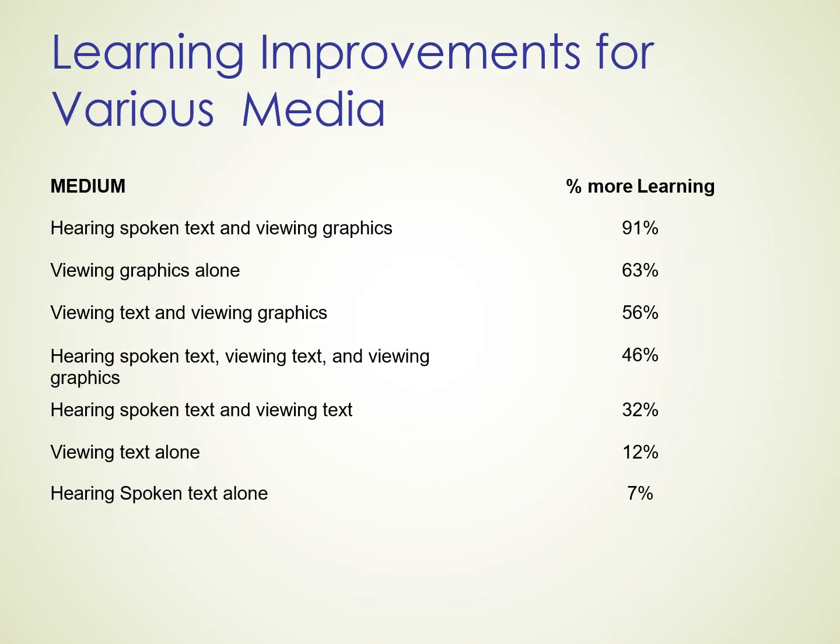So coming to learning improvements for various media, you have your medium and then you have the percentage of learning. This is just a survey that was taken to see what best the user understands. So hearing spoken text along with viewing visuals is 91%, meaning that many of the people understand more, but hearing only spoken text alone with no visuals has shown us only 7% are able to learn.